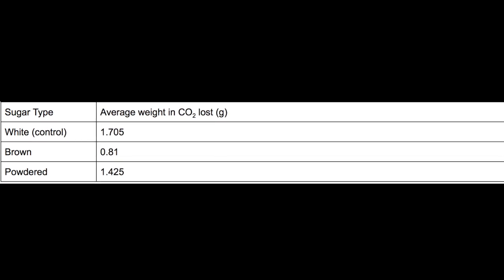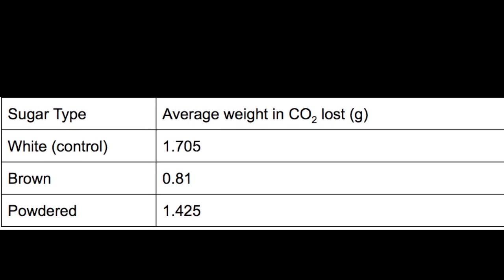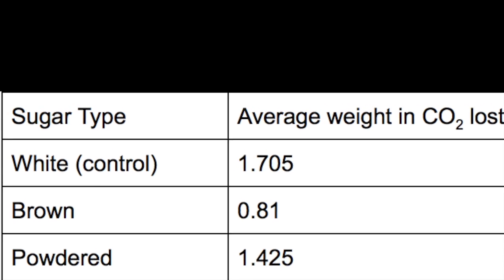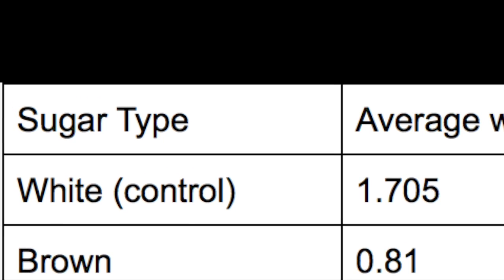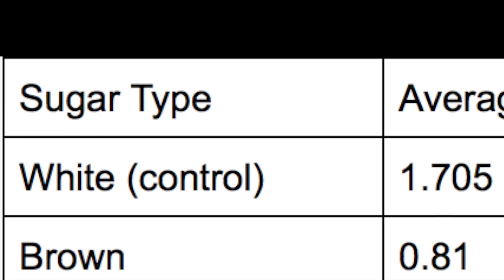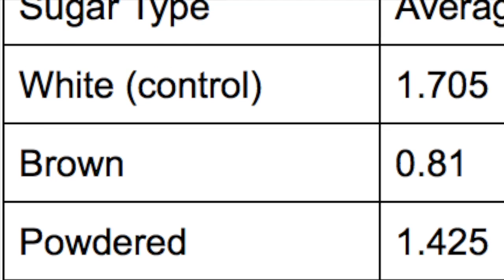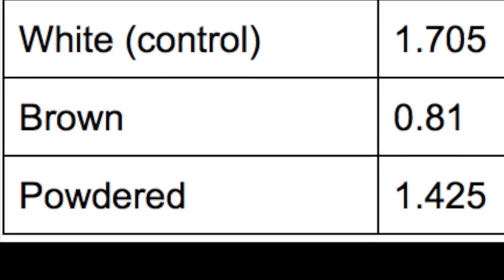When we completed our lab procedure, we found out that the average weight loss in the white sugar solution, which is our control variable, was 1.705 grams. The average weight loss in the powdered sugar solution was 1.425 grams, and the average weight loss in the brown sugar solution was 0.81 grams.